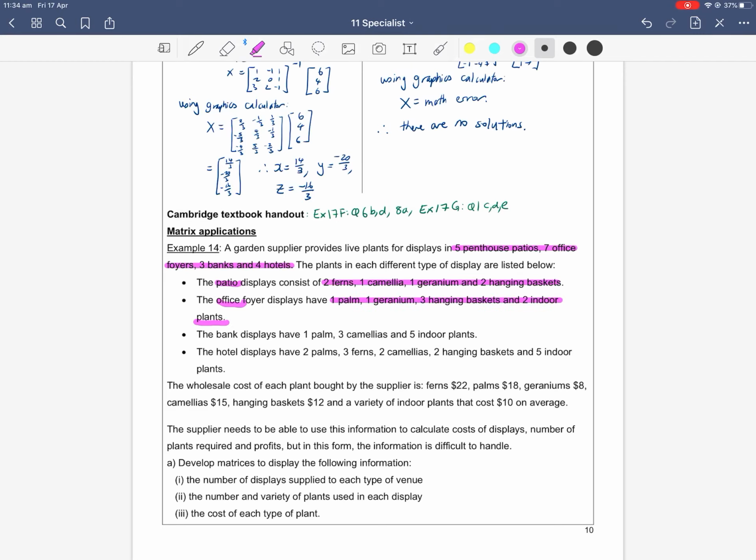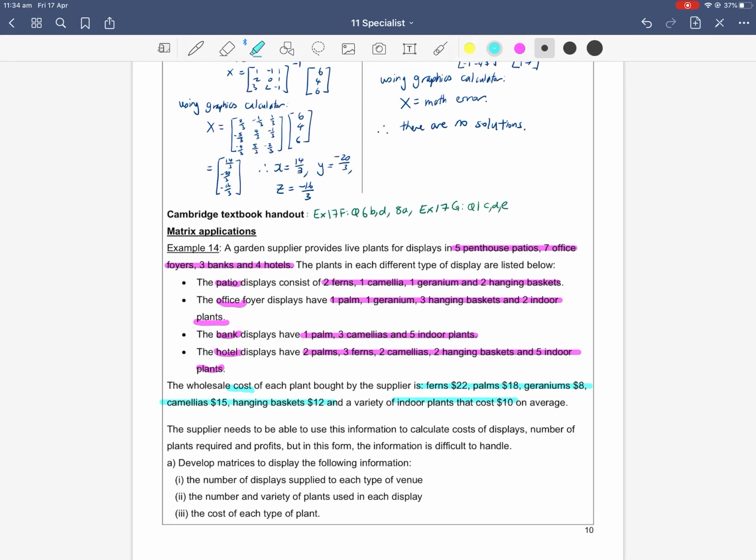The office needs 1 palm, 1 geranium, 3 hanging baskets, and 2 indoor plants. The bank needs 1 palm tree, 3 camellias, and 5 indoor plants, while the hotel displays need 2 palms, 3 ferns, 2 camellias, 2 hanging baskets, and 5 indoor plants. Okay, the wholesale cost, so the cost of each plant bought by the supplier is $22 for ferns, $18 for palms, $8 for geraniums, $15 for camellias, $12 for hanging baskets, and indoor plants cost $10 on average.